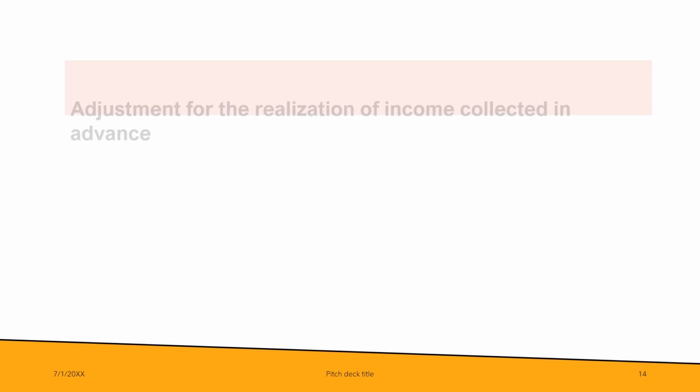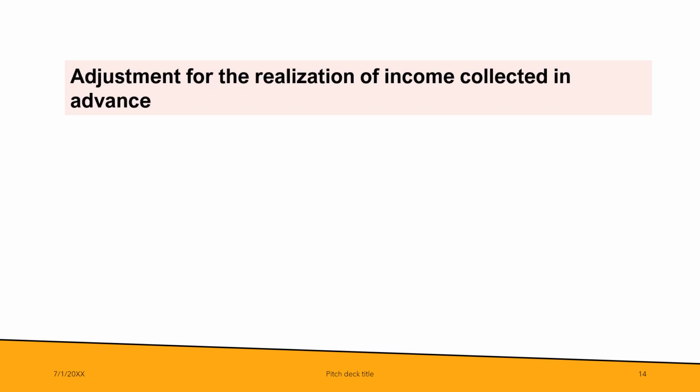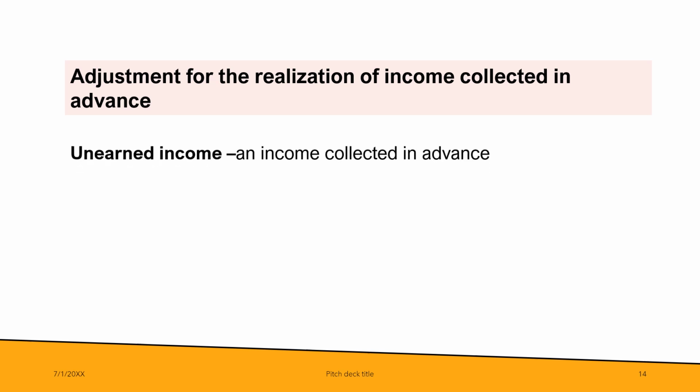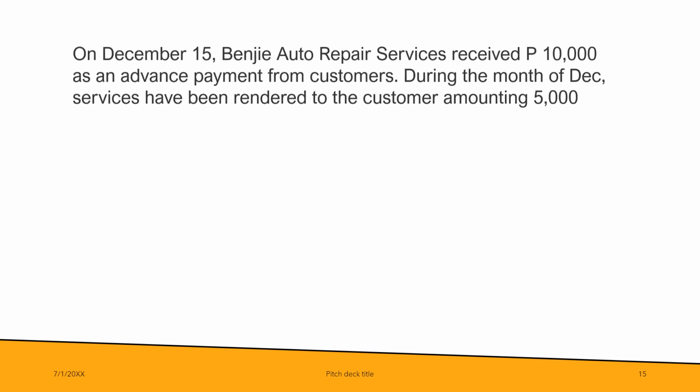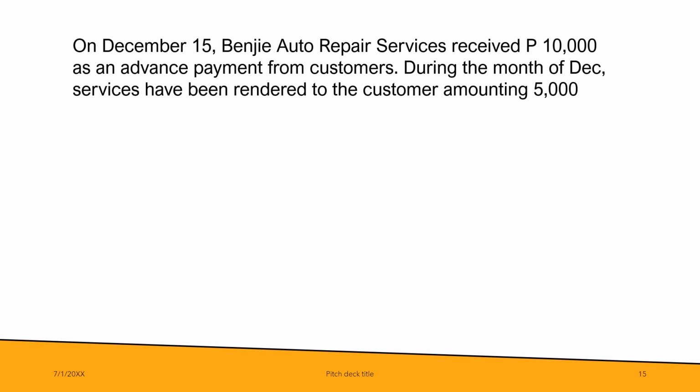The next adjusting entry is the adjustment for the realization of income collected in advance. This is still part of the deferral I mentioned earlier. Let us define unearned income: it is income collected in advance. Similar to the previous slide, we also have two methods in recording income collected in advance. We have the liability method and the income method. Let us have an example to explain and illustrate these two methods.